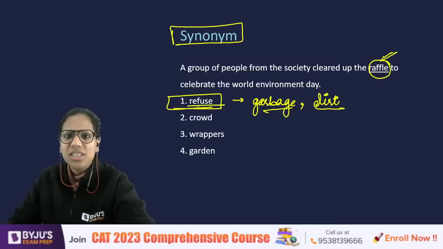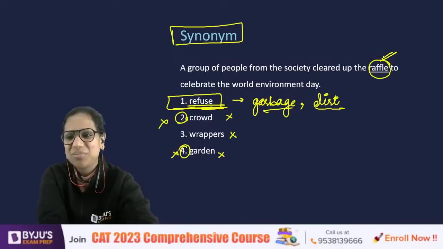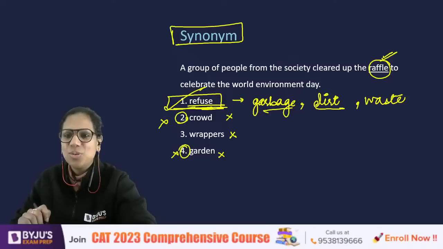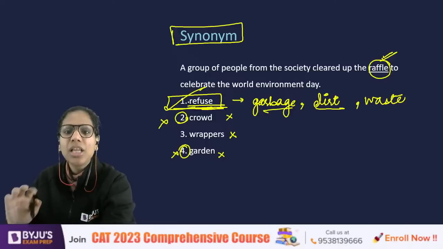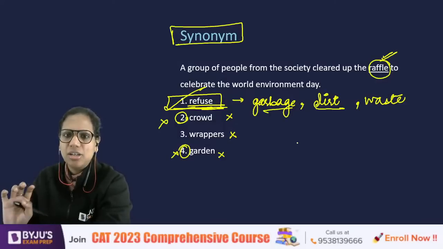Okay. All of these mean refuse also. So it's 1. It's not crowd. It's not just about rappers. It's not a garden at all. 2 and 4 should have been outrightly eliminated. The confusion should be between 1 and 3 in my opinion. Okay. So it's 1 that is the answer. Waste. Yes, refuse means waste. Okay. So 1. Clear? So read your words very carefully, and accordingly mark the answer.